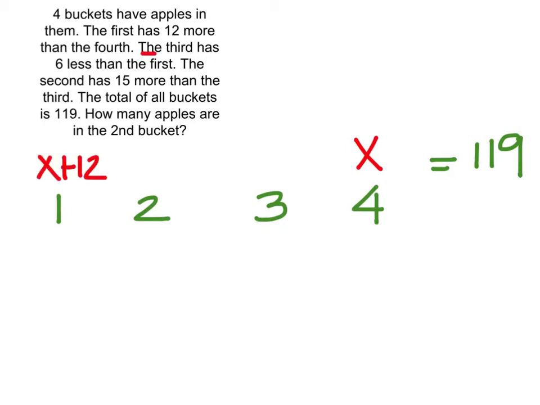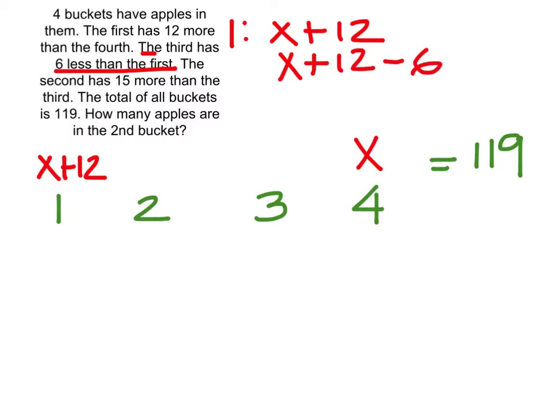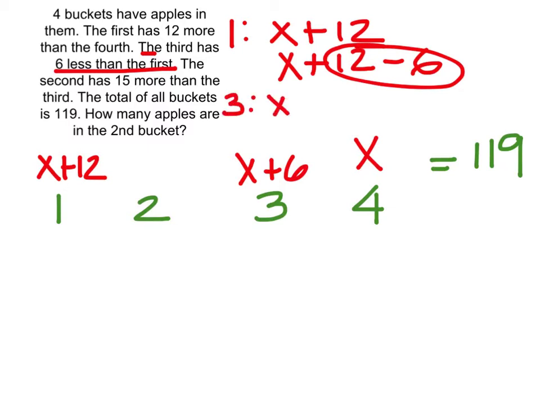So on to this one, the third has 6 less than the first. Here is the first one, X plus 12. If the third has 6 less than the first, which would be this, how can we simplify that expression? X plus 6, right. 12 minus 6 is 6. And that was the third one. So X plus 6. And then the second has 15 more than the third. So here's the third one. X plus 6.